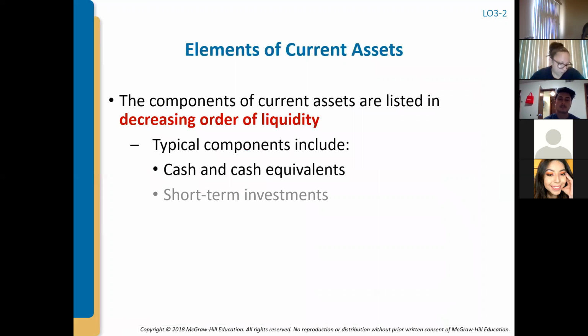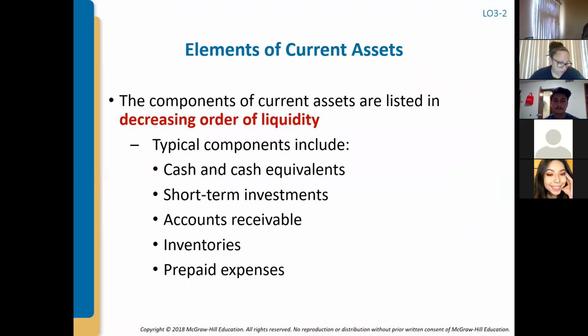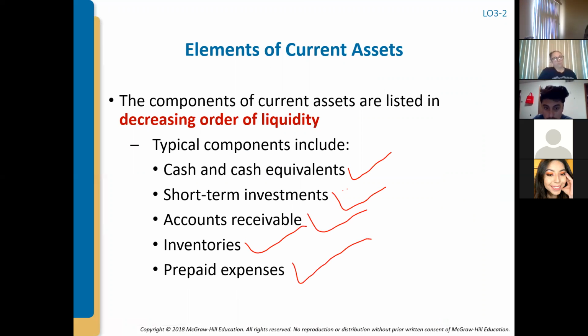Elements of current assets. The components of current assets are listed in decreasing order of liquidity. So the most liquid is cash and cash equivalents, then short-term investments, accounts receivable, inventories, and prepaid expenses. These are the current assets. We can convert them into cash within 1 year or within the operating cycle of the business.